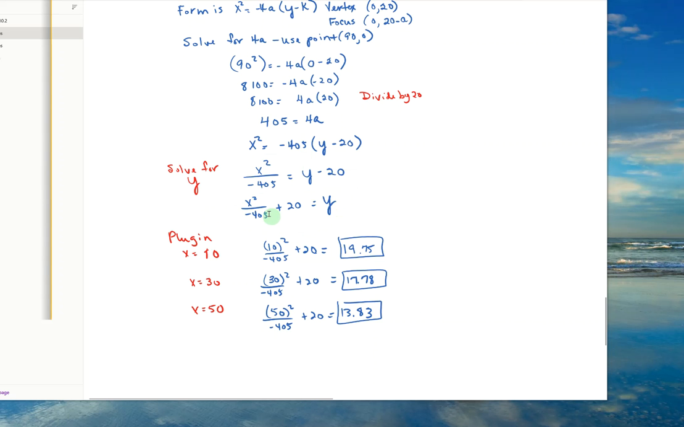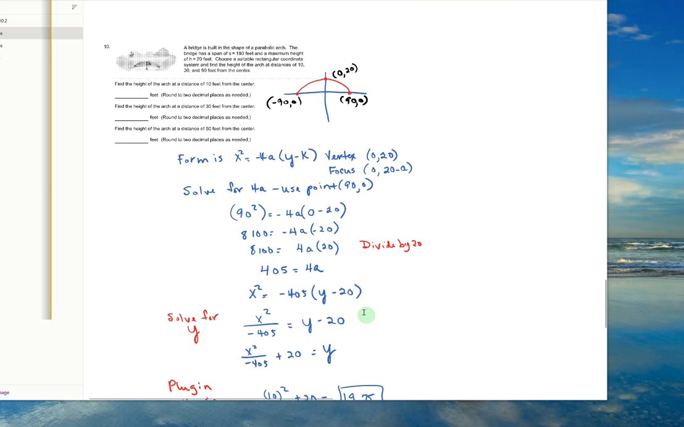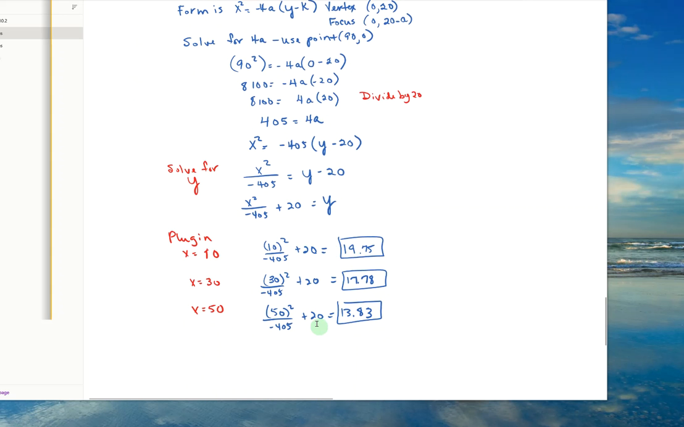And they said figure out the height when x is 10, x is 30, x is 50. Then it's just calculator. You're putting 10 in for x, 10 squared over negative 405 plus 20. That's going to give you 19.75. If you're putting in 30, you get this value. 50, you get this value. And it does say to round to 2 decimal places. So those are the 3 answers. You didn't even have to put in this other stuff, but we had to do that to be able to solve. So that's how you're going to do number 10.